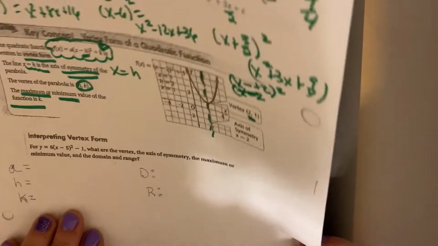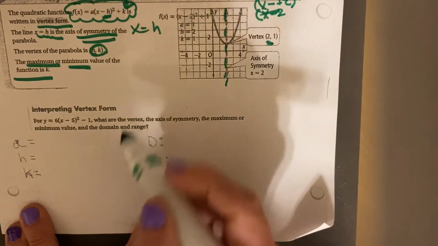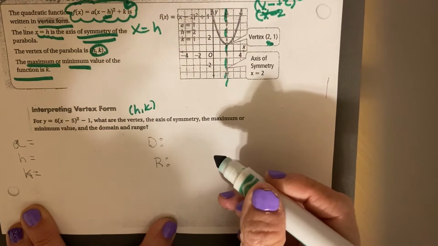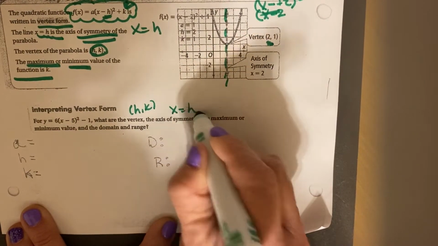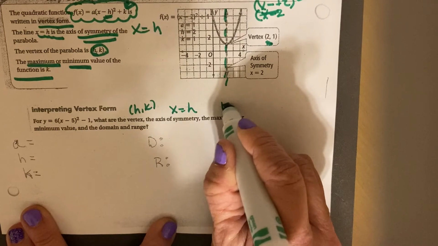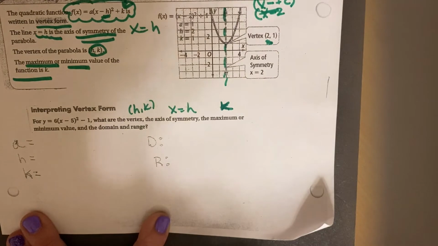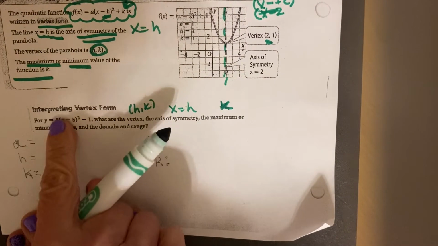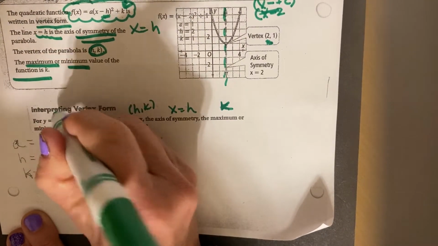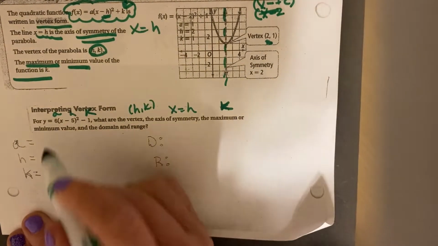Interpreting the vertex form. So y = 6(x − 5)² − 1. What are the vertex, and so we're looking for the h and the k, the axis of symmetry? We know that x is equal to h. The maximum or minimum, we know that that's going to be our k value, and the domain and the range. So the things that we know from this right here: the 6 is our a value, this is our h, and this is our k.